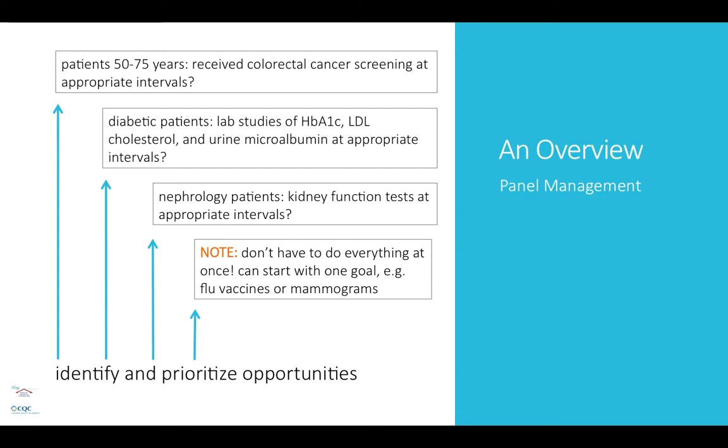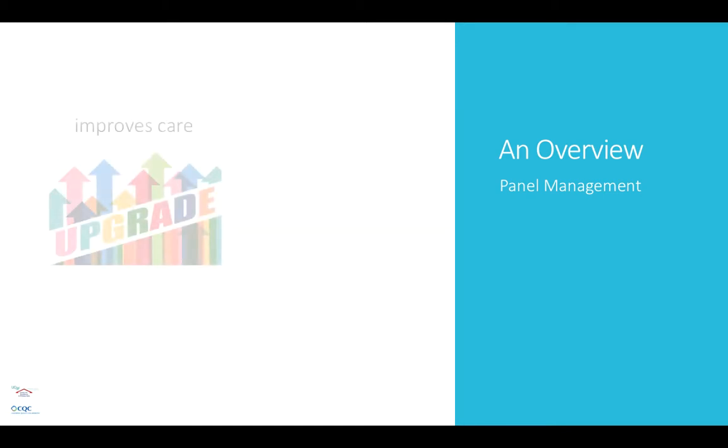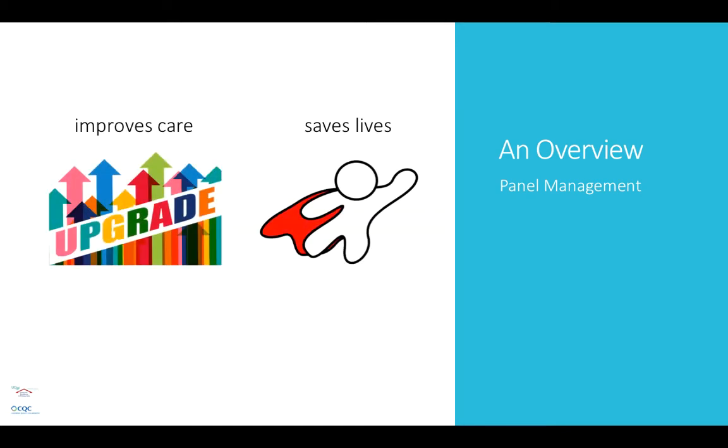Panel management is important for patients because it can improve care and save lives. For example, if care teams can make sure that all appropriate patients are screened regularly for colorectal cancer, some early colon cancers will be uncovered. Ultimately, this means that finding colon cancer early on can lead to the cancer being treated or even cured.